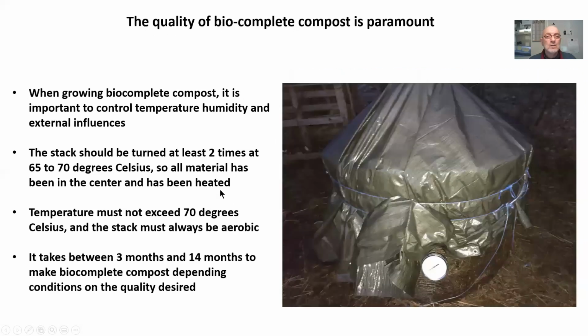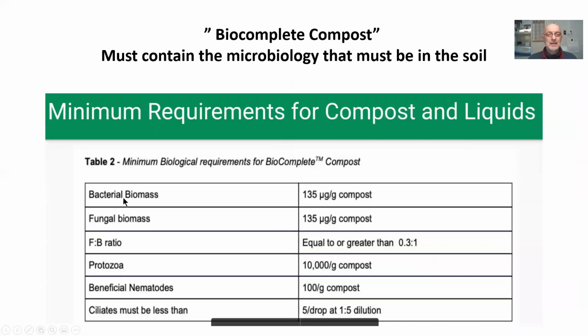Yeah, a little bit more about this thing. The quality is paramount. So we really need to have the right numbers of microorganisms inside here. We will get to the microorganisms a little bit further down. Here I can take it immediately. The bacteria have to be 135 microgram per gram. The fungal 135 microgram per gram. FB ratio, this is fungal to bacteria. It has to be equal or greater than 0.3 to 1. And yeah, very, very important.